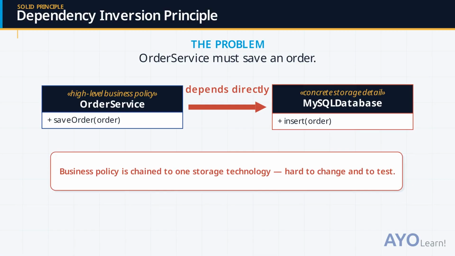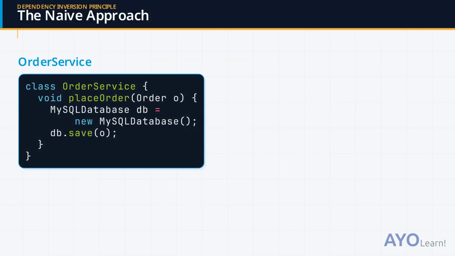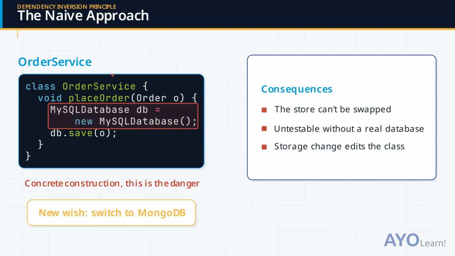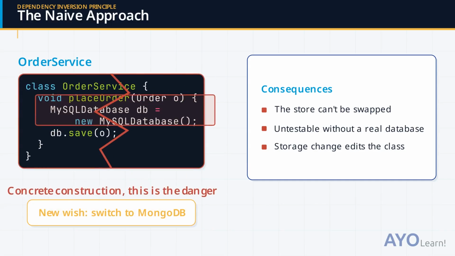The result? Our business policy is chained to one specific storage technology, hard to change and hard to test. Inside OrderService, a method calls new MySQLDatabase and saves the order. This construction is the danger. The store can't be swapped. The policy can't be tested without a real database, and every storage change forces edits to the business class.